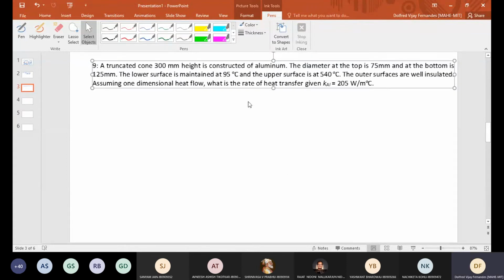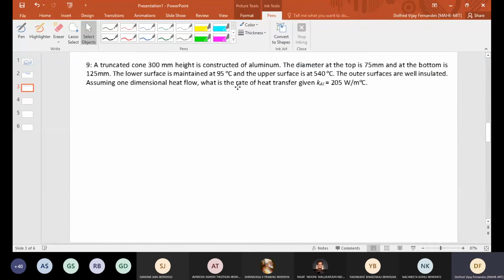Next question is for heat transfer through a varying cross section. Varying cross section. Okay, we have a frustum.